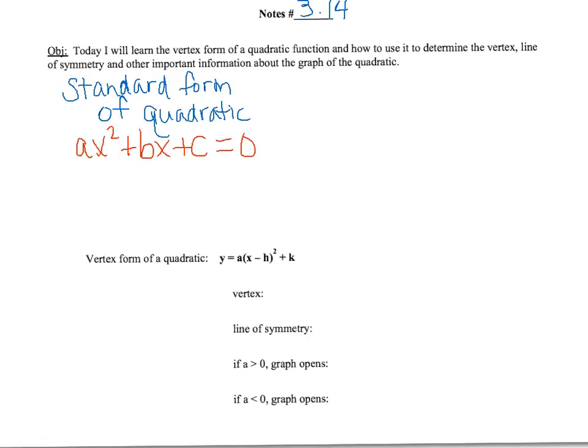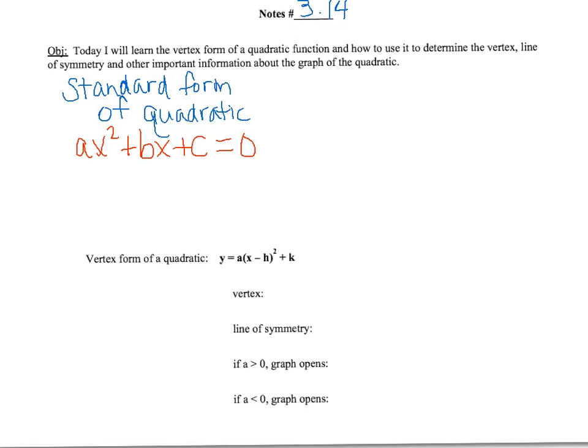First, you'll remember that the standard form of a quadratic equation is ax squared plus bx plus c equals 0. Now, that's what we've been using the past few lessons to work the quadratic formula, and we used that method when we were factoring as well.